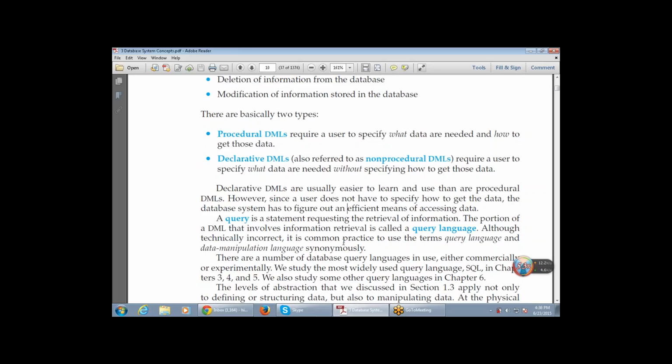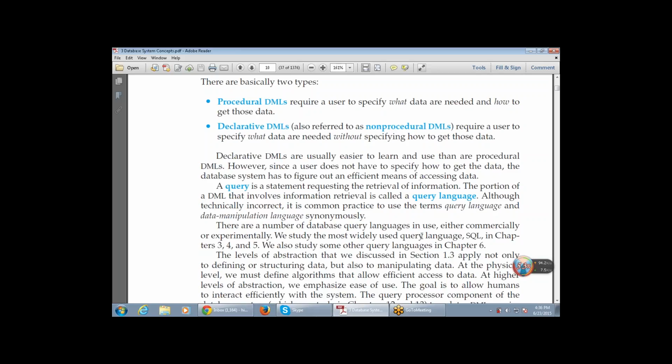Although technically incorrect, it is common practice to use the terms query language and data manipulation language simultaneously. There are a number of database query languages in use, either commercially or experimentally. We will study the query language SQL widely in chapters 3, 4, 5. So we are studying SQL, the structured query language.